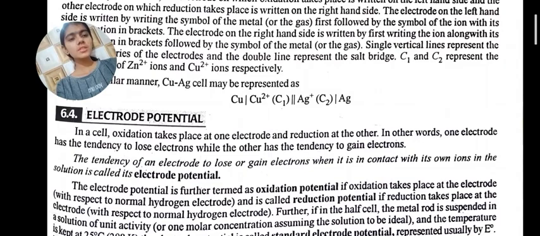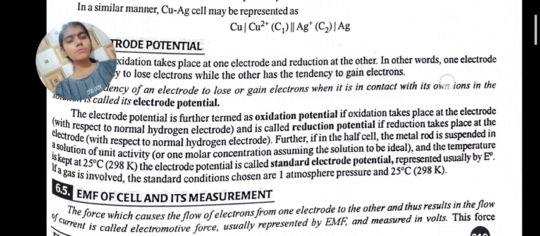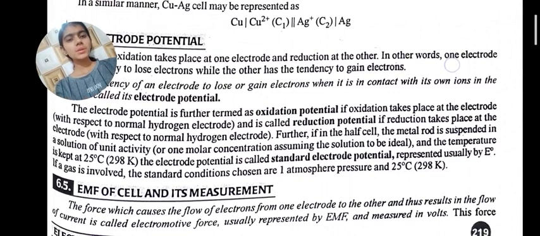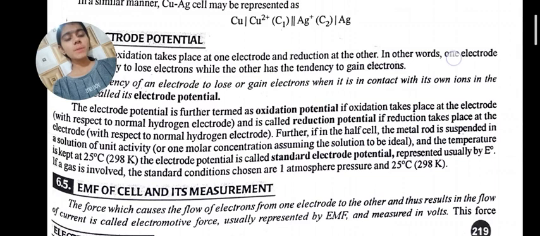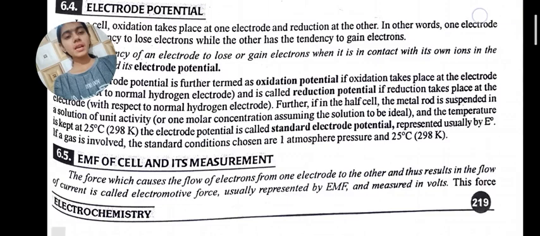Further, if in the half cell the metal rod is suspended in a solution of unit activity or 1 molar concentration, assuming the solution to be ideal, and the temperature is kept at 25 degrees centigrade or 298 Kelvin, the electrode potential is called standard electrode potential, represented usually by E naught. If a gas is involved, the standard conditions chosen are 1 atmospheric pressure and 25 degrees centigrade temperature, that is 298 Kelvin.